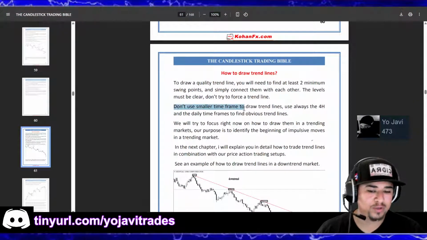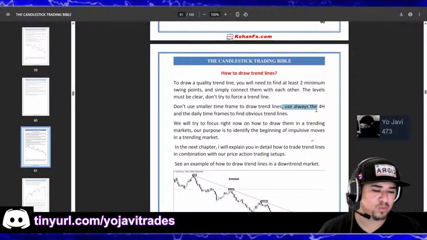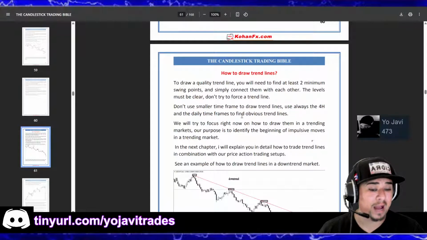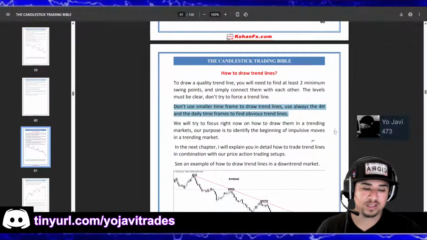Okay, don't use smaller time frames to draw trend lines. Always use the 4 hour. So this book wants you to use the 4 hour and the daily time frames to find obvious trend lines. Now here's the keyword: obvious trend lines. I will say this: I don't fully agree with this, but I do, because I'm going to tell you this.